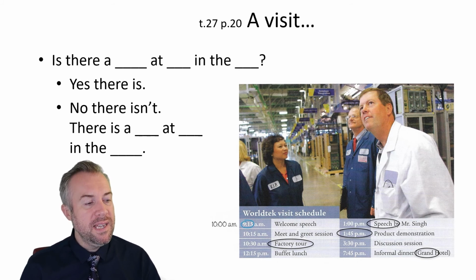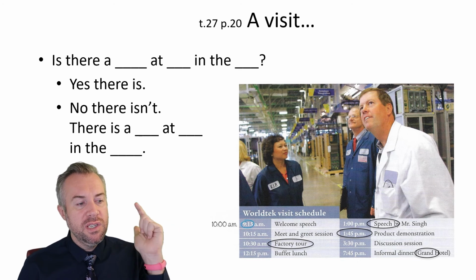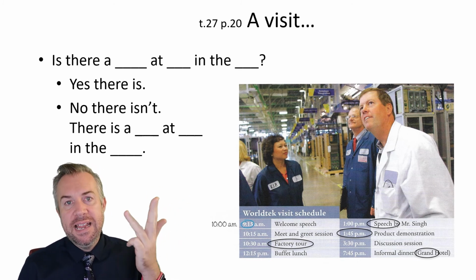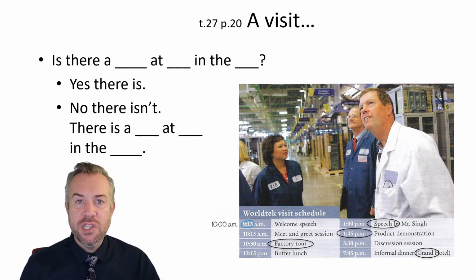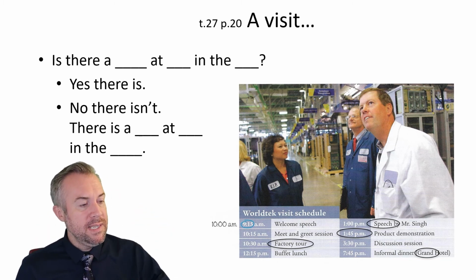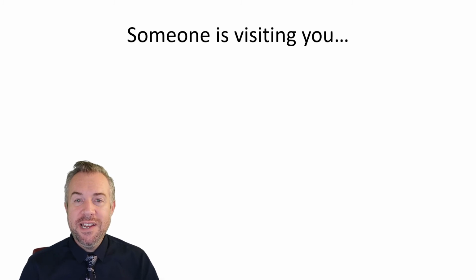So those are the mistakes. The factory tour is changed. The speech is changed. The time of the product demonstration has changed. And the informal dinner location has changed. Excellent. Well done. At the bottom of page 20, you are invited to create your own visit schedule.